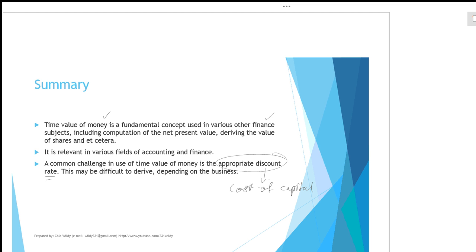I'll talk more about it, but in the meantime, that's the topic which I wanted to cover, time value of money. I hope that this has been informative. What you need to be aware of is to make sure you know how to use the discount table and the annuity table. That's all for the topic.